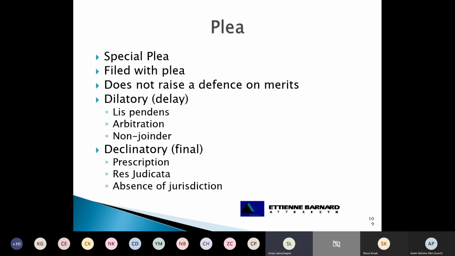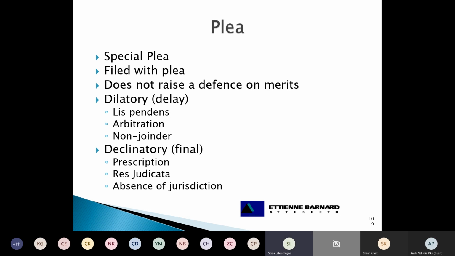So with the plea, we get this thing which we call a special plea. And that gets filed with the plea. You can do it as a separate document, but you file it together with the plea. You don't file the special plea one day and the plea the other day. You have to do them together. But as I said, they can be separate documents.